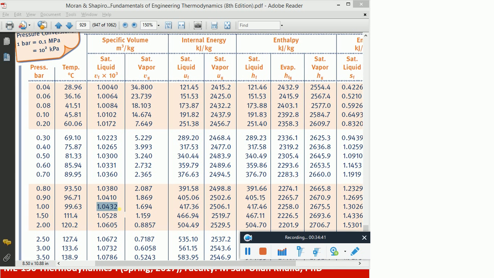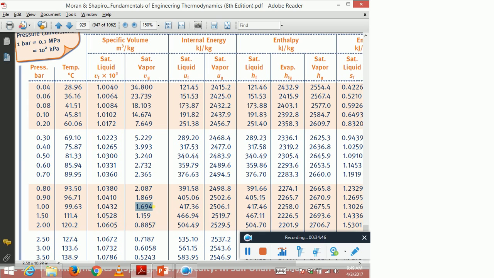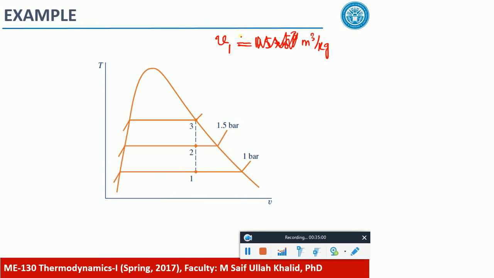Now this is for VF and this is for VG. Can you find out V? You know quality, you know VF, you know VG. Can you find out V at state 1? Find that out. Value comes out to be V1 equals 0.8475. Okay, let's talk about this V2 now. We need to find out this V2.